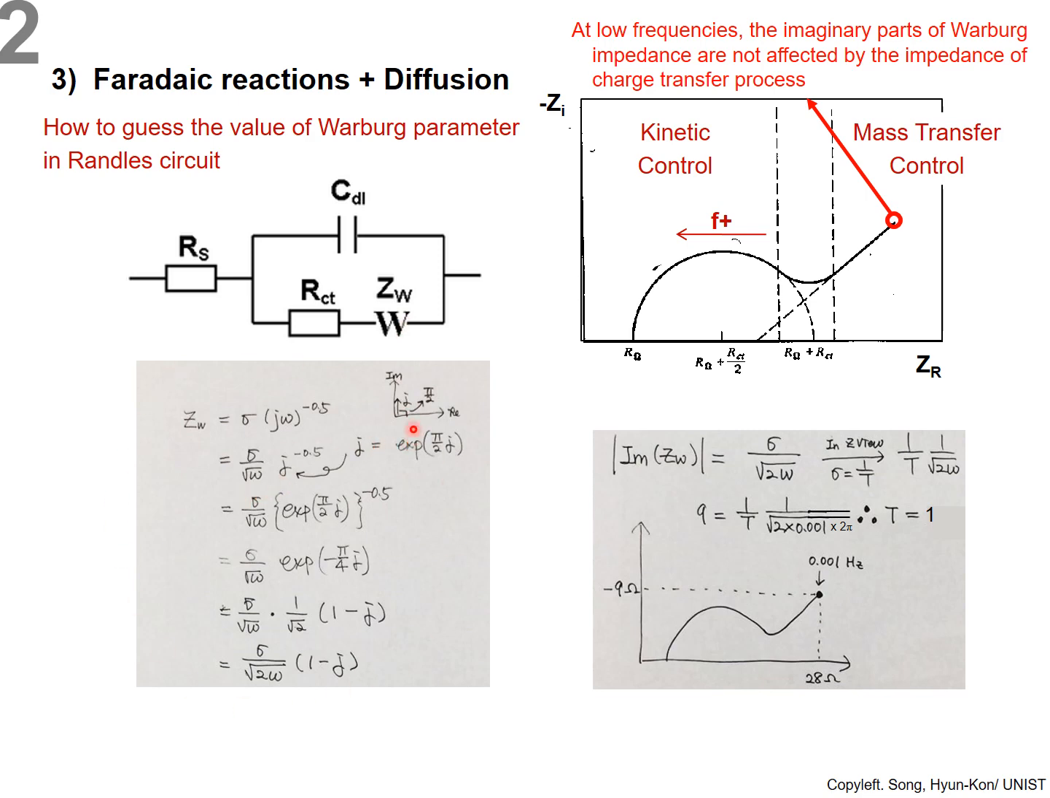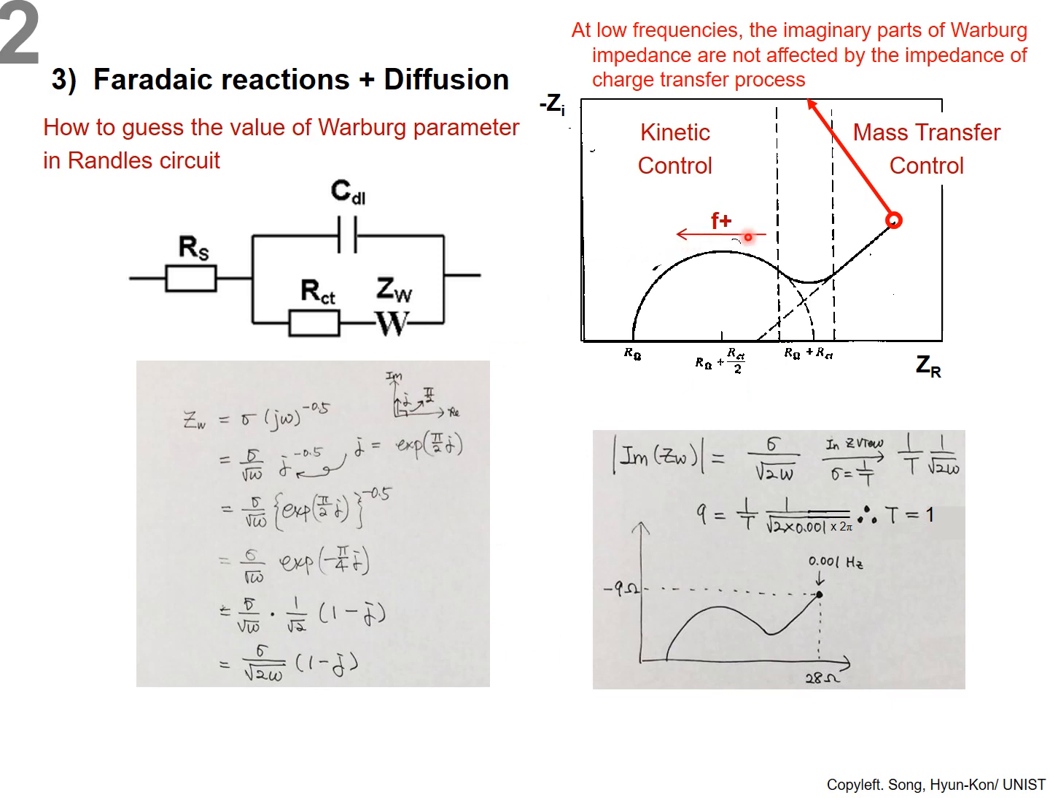I have got this formulation from the previous slide, and Warburg impedance is defined by sigma, that is the parameter, with (j omega) to the power of minus 0.5. Here we have a single parameter, sigma. Then when we convert this impedance into the x plus jy representation, then we could say sigma per root 2 omega with (1 minus j). Then by using these equations, I'd like to calculate the value of sigma.